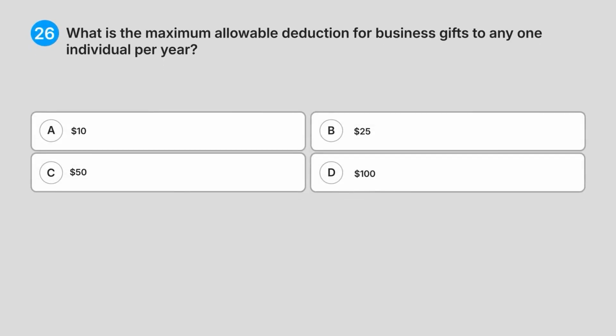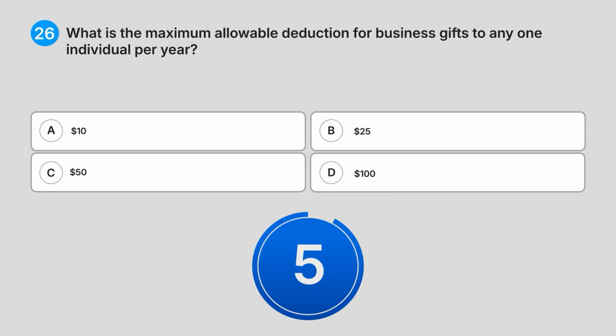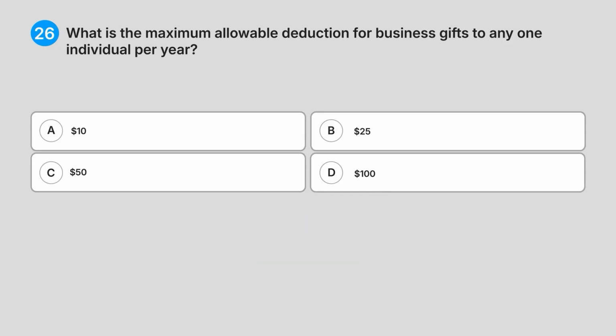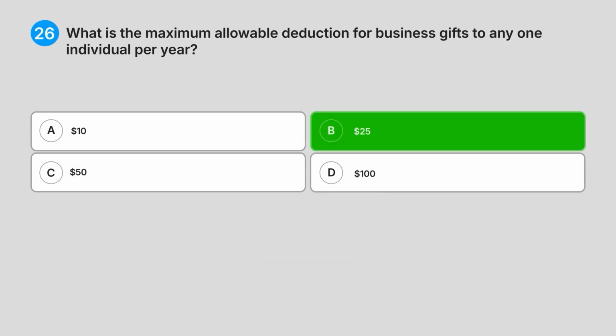26. What is the maximum allowable deduction for business gifts to any one individual per year? A. $10, B. $25, C. $50, D. $100. Do you know the answer? Correct answer, B. $25.